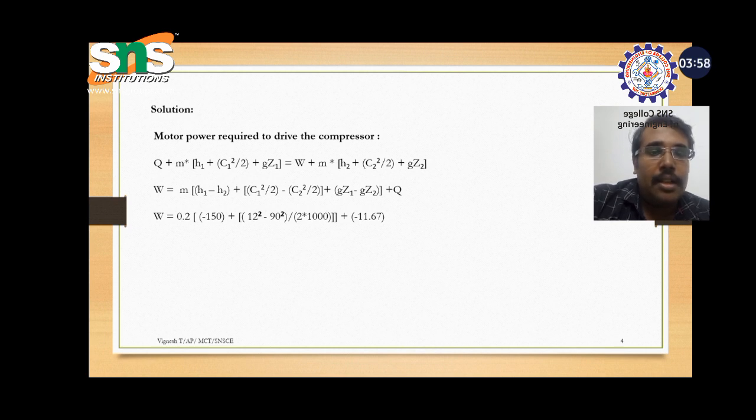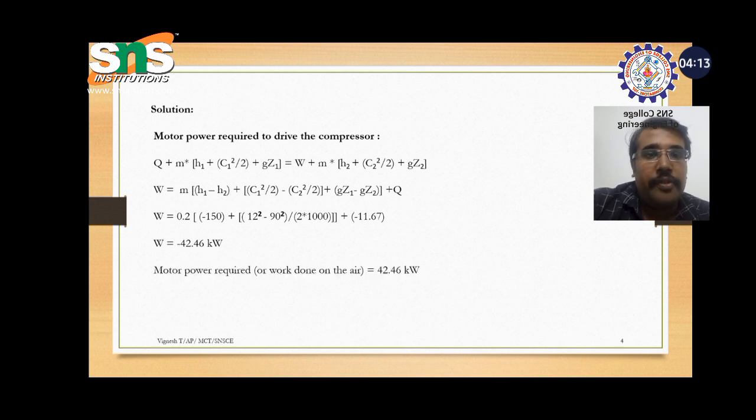m has been given, enthalpy has been given, C1 and C2 values have been given, so substitute all those terms in that equation. Q is also given, so substitute all those terms. You will get work done as 42.46 kilowatt. So this much motor power is required to compress the air. Here we are talking about the centrifugal compressor. There is no work done by the system. We need to give work to the system. So 42.46 kilowatt of power we need to give to the motor or to the compressor in order to compress the air. This is the interpretation.